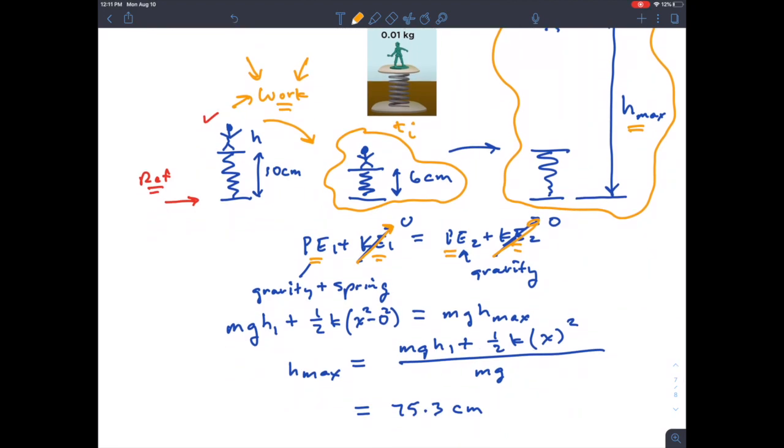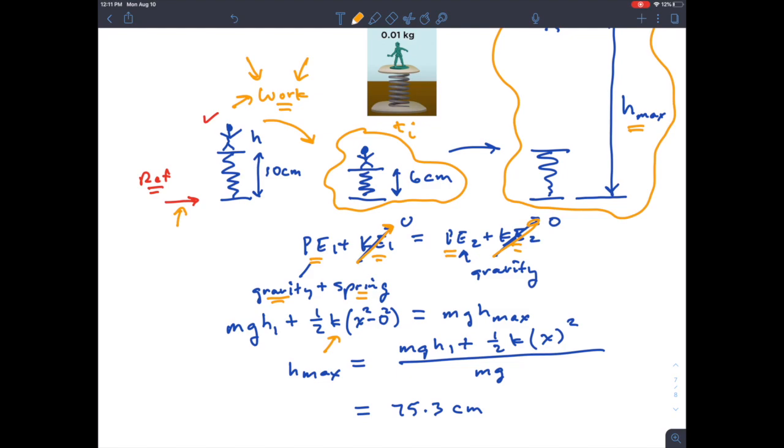In system 1, though, we have two kinds of energy. We have potential energy due to gravity, and we have potential energy stored by the spring. I said in the problem statement that the reference should be the table. And so calculating the potential energy due to gravity is just mgh1, where h1 is the 6 centimeter height of the spring. And then we have the potential energy stored in the spring, which is 1/2 k x squared.